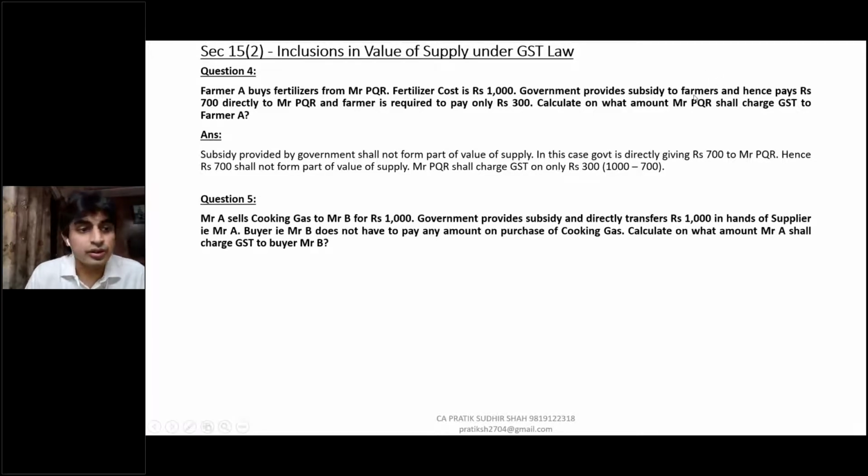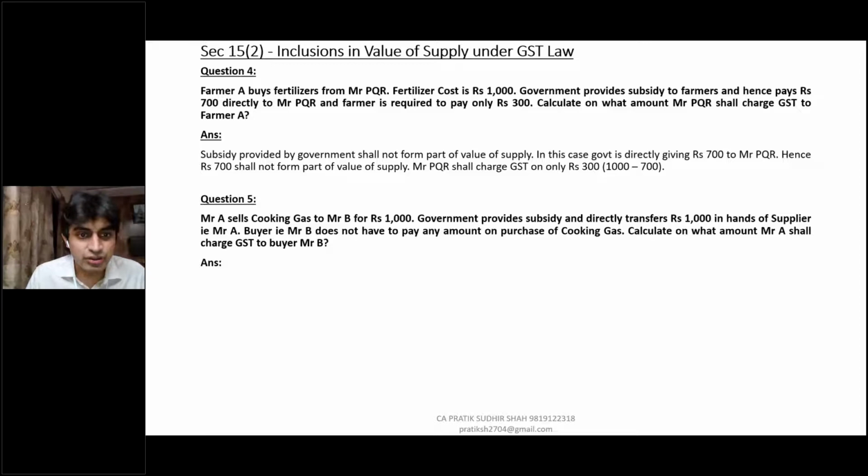The next question. I will share this PPT, don't worry. Obviously, I will share. Mr. A sells cooking gas to Mr. B for 1000. Government provides subsidy and directly transfers rupees 1000 in. See this, this is a little complicated. Mr. A is selling what? Cooking gas to Mr. B for 1000. Government is providing subsidy and directly transfers rupees 1000 in the hand of the supplier, that is Mr. A. Buyer does not have to pay any amount on the purchase.